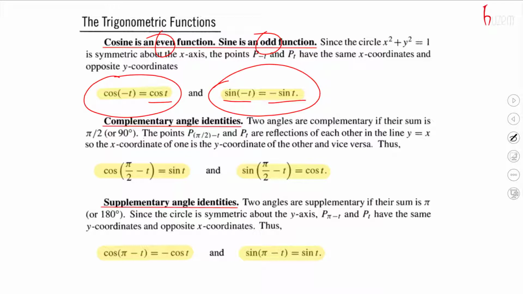Okay, complementary angle identities. First of all, what are complementary angles? We say two angles are complementary if they add up to 90 degrees or pi halves.